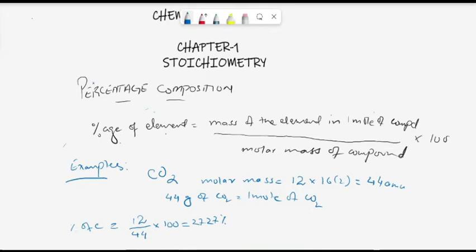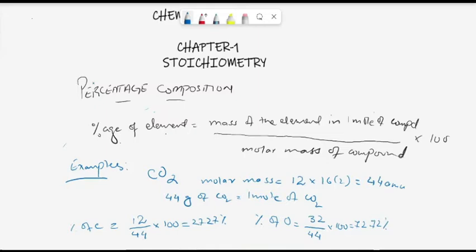Now if you calculate the percentage of oxygen, you know that 44 grams of carbon dioxide will have 32 grams of oxygen. The molar mass is 44, multiplied by 100. This is equal to 72.72%.